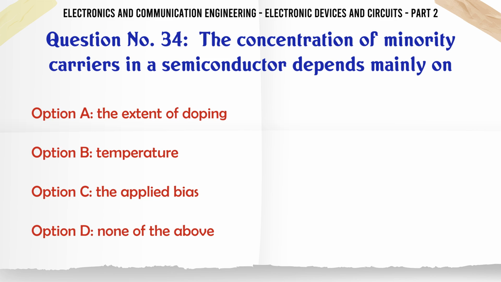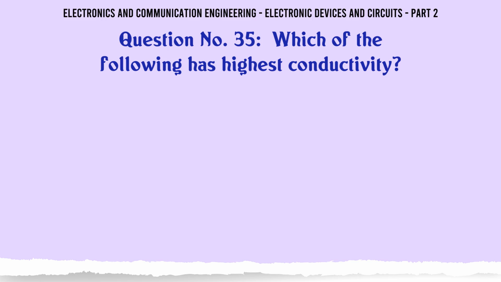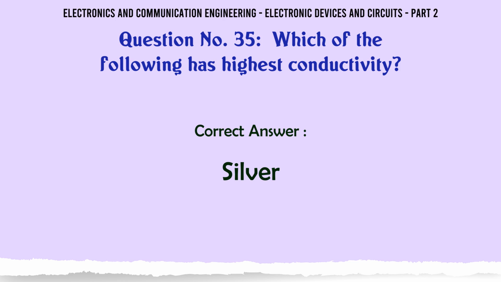The concentration of minority carriers in a semiconductor depends mainly on: A, the extent of doping; B, temperature; C, the applied bias; D, none of the above. The correct answer is temperature. Which of the following has the highest conductivity? A, silver; B, aluminium; C, tungsten; D, platinum. The correct answer is silver.